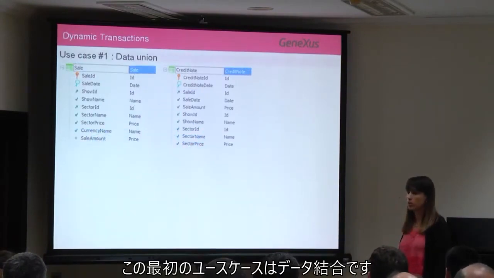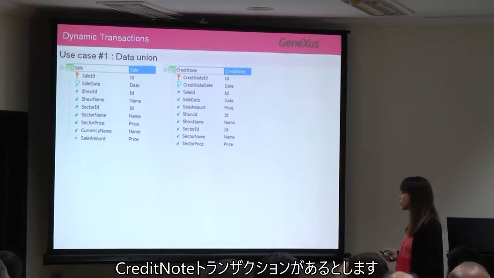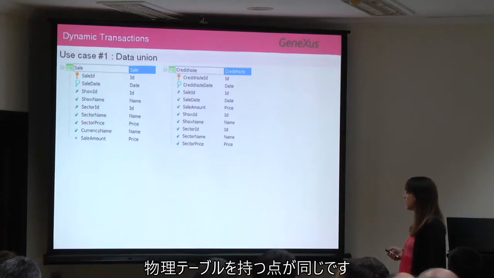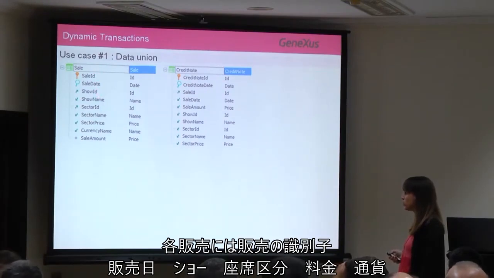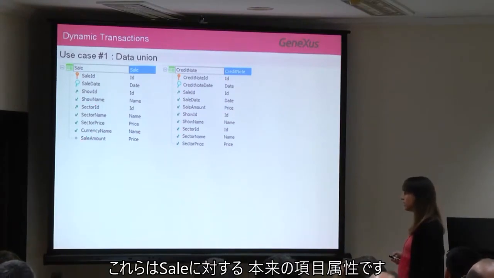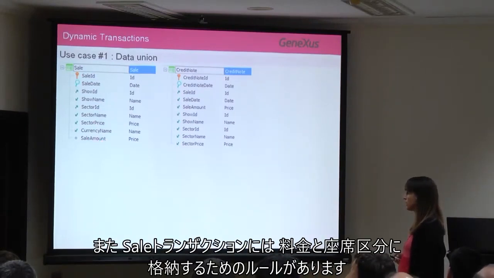Now, this first case of use proposes joining data, a data union. Let's suppose in our knowledge base, this sales management of show tickets, we have a sales transaction and credit. They're not dynamic, they're just the same. They have a physical table, and each sale has an identifier, a sales date. It's sold for one show, for one sector, one place, price, currency. And here it says sales amount, which is a true attribute of sale because you want to store it and you want to know the price at which it was sold and, you know, the sector of the show. So there is a rule in this transaction allocating the price sector here because we wanted to store it.